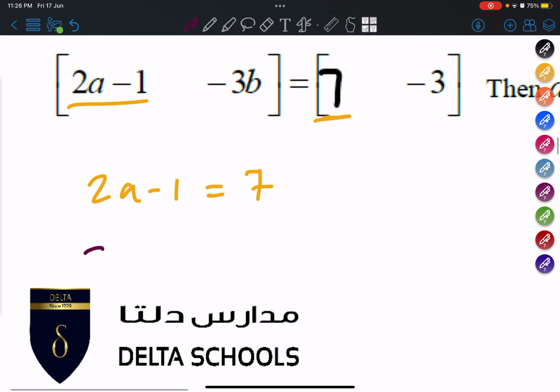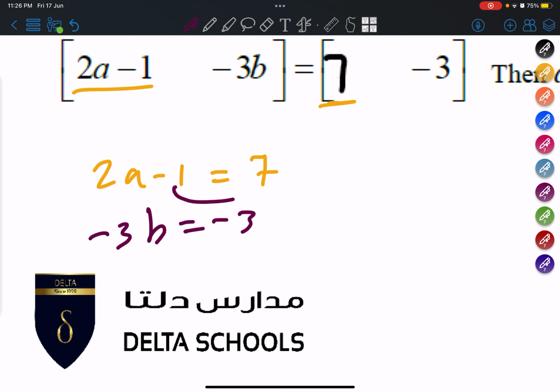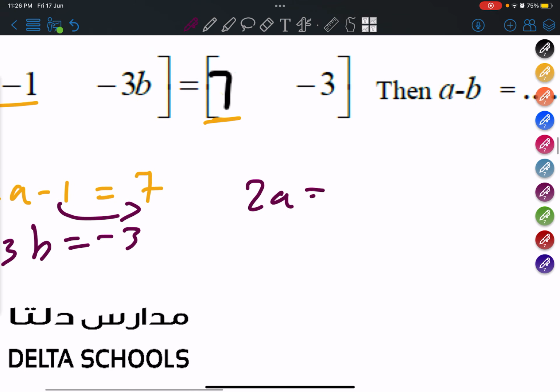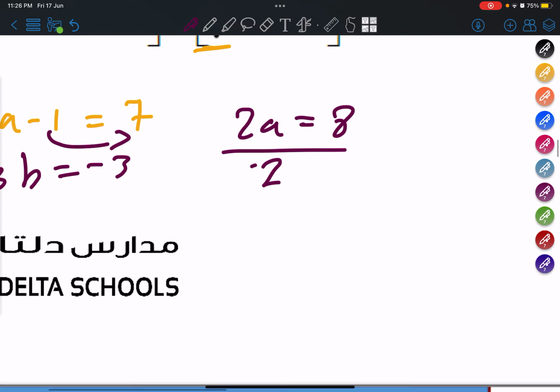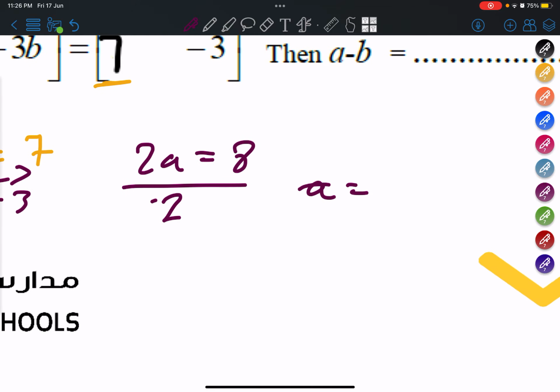And here negative 3b equals negative 3. So again here we'll transform 1 to the other side, which means that 2a will equal 8. Divide by 2, and a is equal to 4.